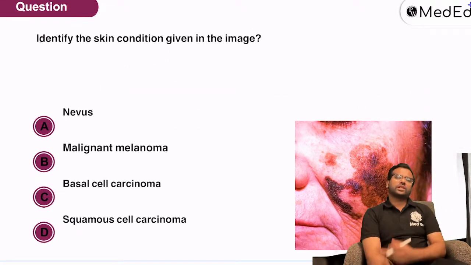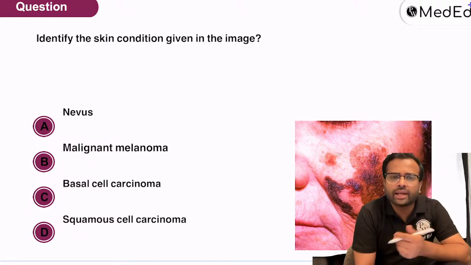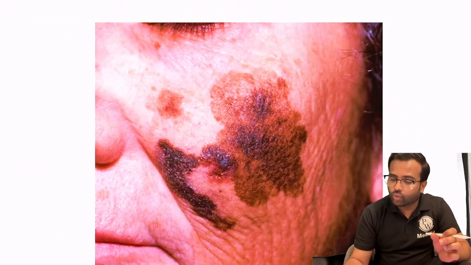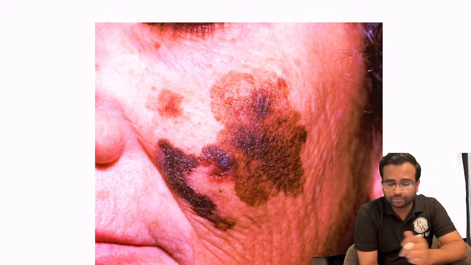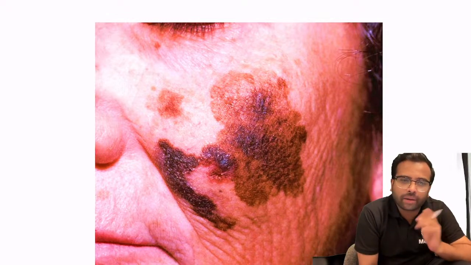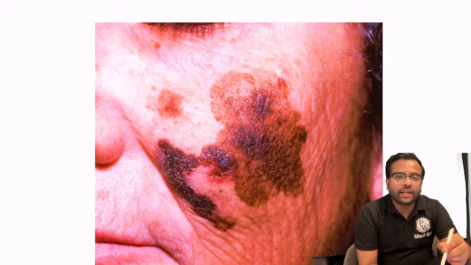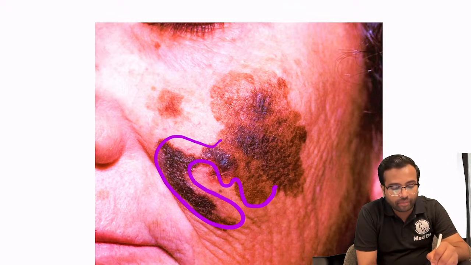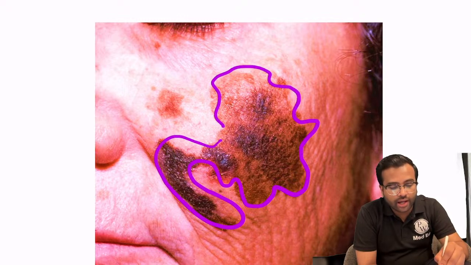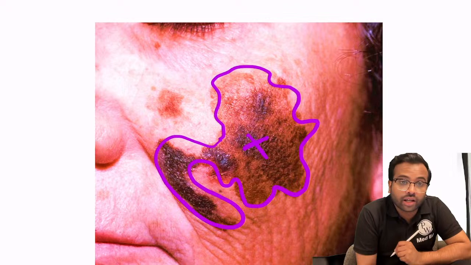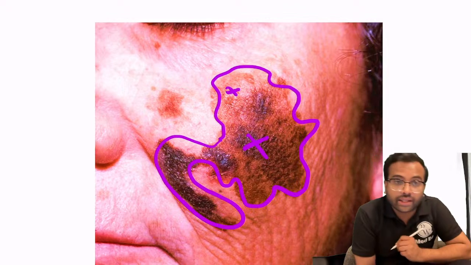Now what is this? This is also a part of skin malignancy. What is the condition that you can see? What you see here is a hyperpigmented lesion and the lesion is asymmetric. There is an irregularity of the border. Some part of the lesion is darker in color. Some part of the lesion is lighter in color.